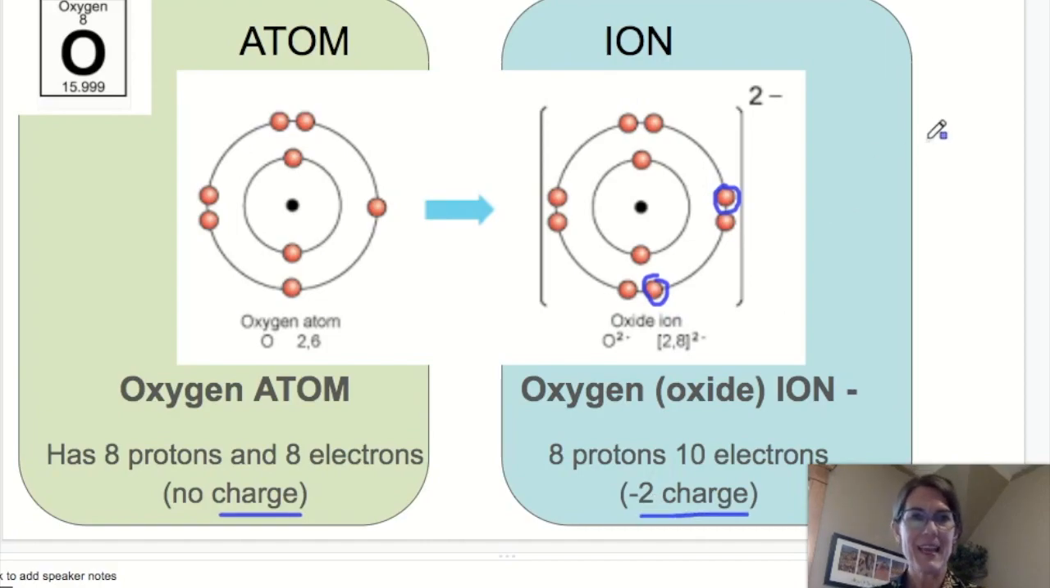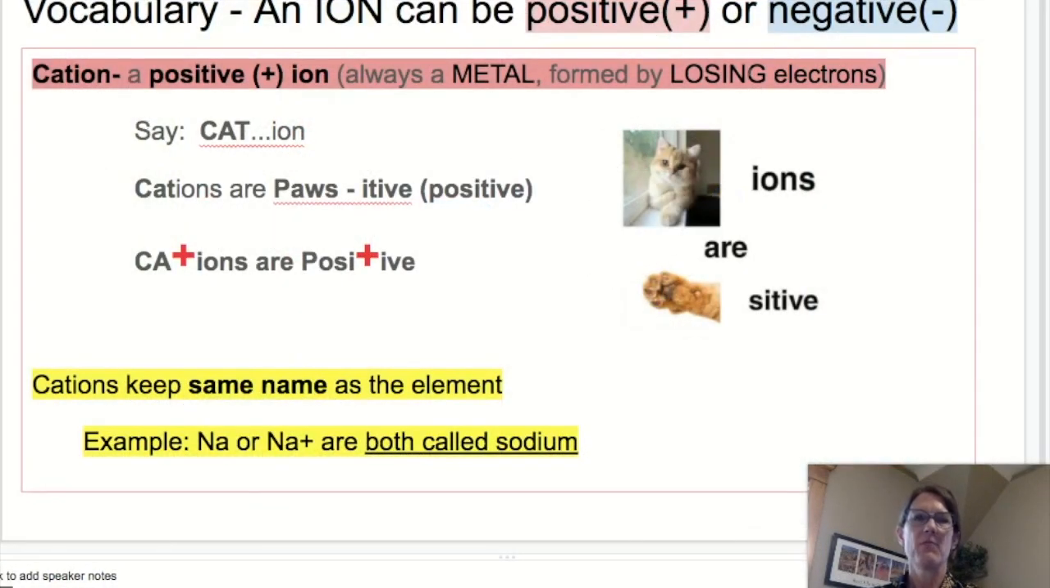All right, so everybody say atom, no charge. Atom, no charge. An ion has a charge. Our next slide, we're going to get a little more detailed, since there are two kinds of ions, positive or negative, we have different words for those. So, vocabulary: an ion can be either positive or negative.